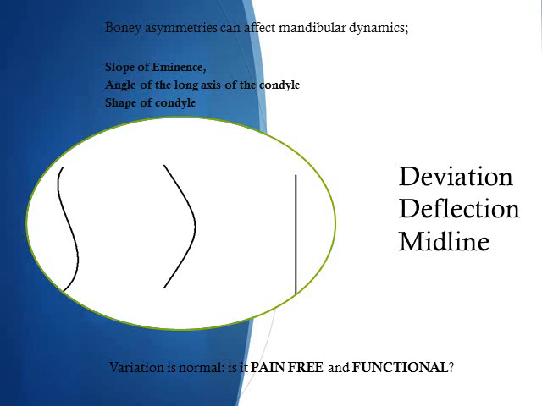Bony asymmetries can affect mandibular dynamics, like the slope of the eminence, the angle of the long axis of the condyle, and the shape of the condyle as demonstrated previously. These asymmetries can cause deviation, which is an S-curve, deflection, a C-curve, or also midline straight opening. Variation is normal. Is it pain-free and is it functional for the patient?